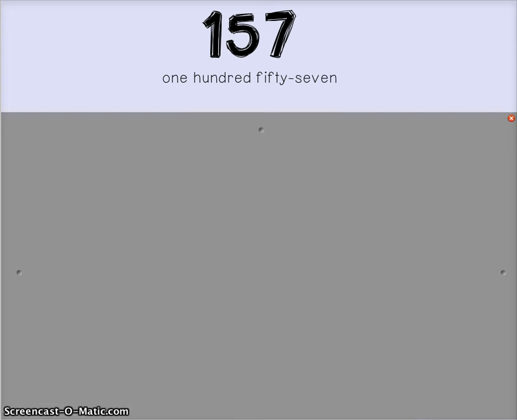So third graders, yesterday we worked a little bit using our place value drawings. And so today we're going to review that. What I want you to do is on your piece of paper, I want you to draw out what 157 would look like using our place value drawings.